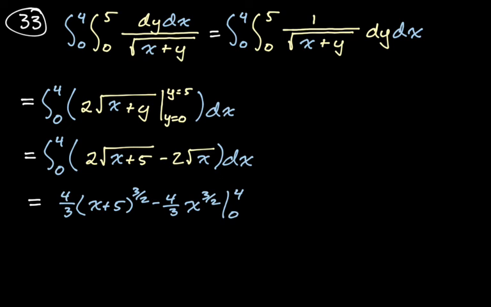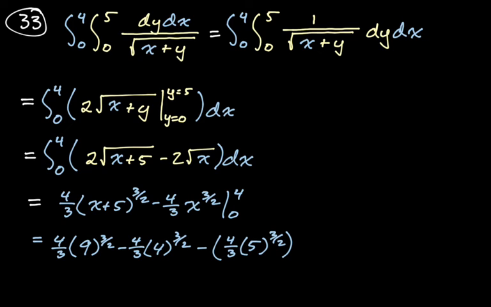from 0 to 4. We plug in 4, and we get 4/3 9 to the 3/2 minus 4/3 4 to the 3/2 minus, when you plug in 0, it doesn't all zero out. You get minus 4/3 5 to the 3/2, and then the 4/3 x to the 3/2 will zero out. You have to be careful. Plugging in 0 doesn't universally zero things out. It just often does. This actually simplifies quite a bit because of all the perfect squares.